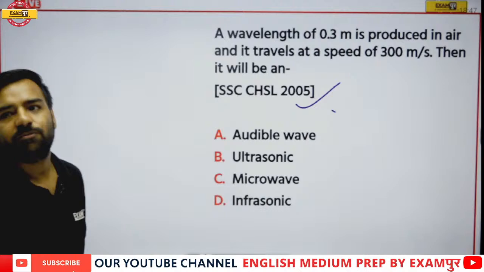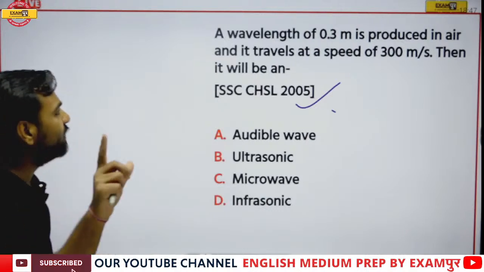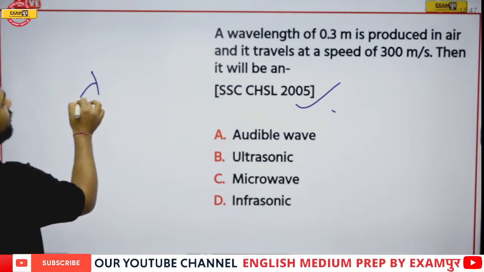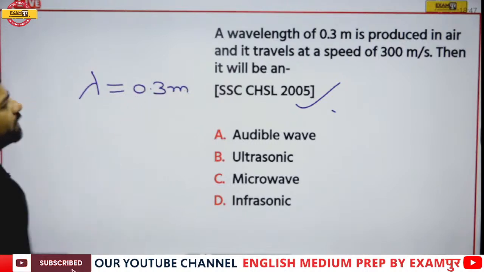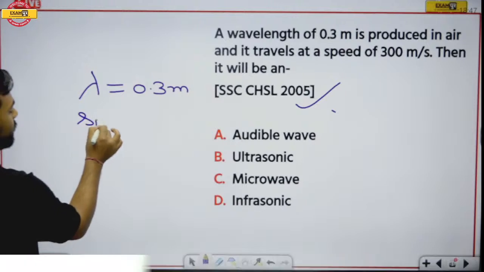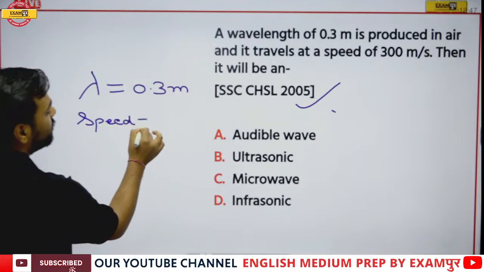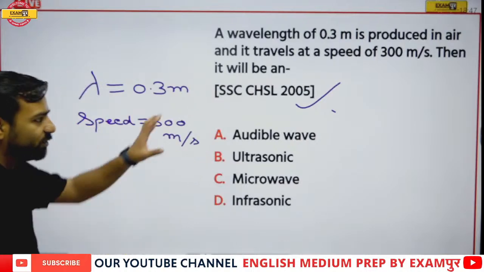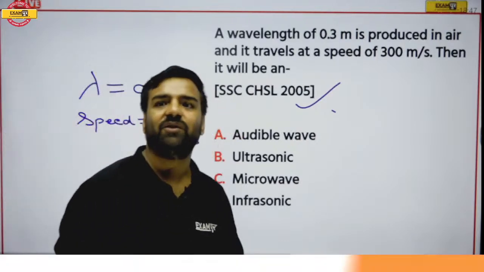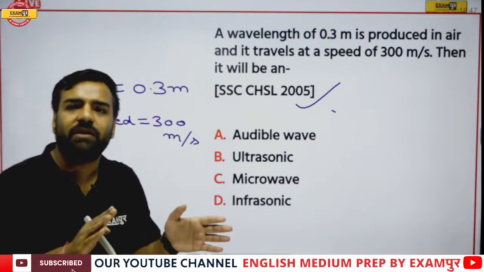Let's try to solve this part. Now for understanding this, I have a point. When I'm talking about the wavelength, we have a wavelength of 0.3 meter, correct? If I talk about speed, we have been given a speed of 300 meter per second. Now this is the question I know. It was asked in the CHSL, but it seems as if it is of a higher level, but it's quite simple. Just try to relate it.